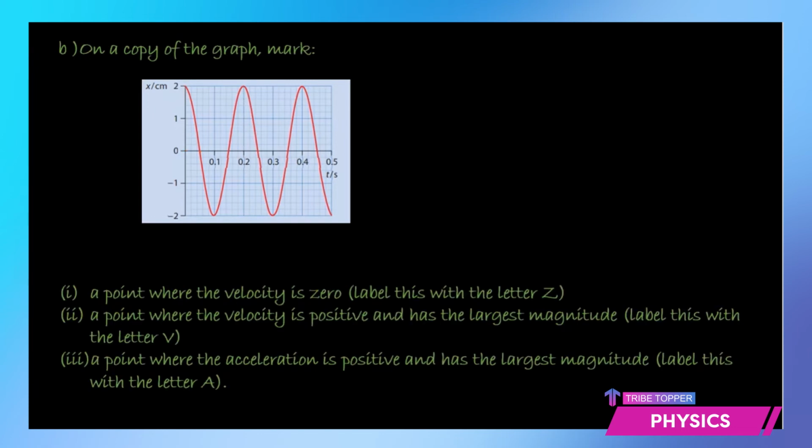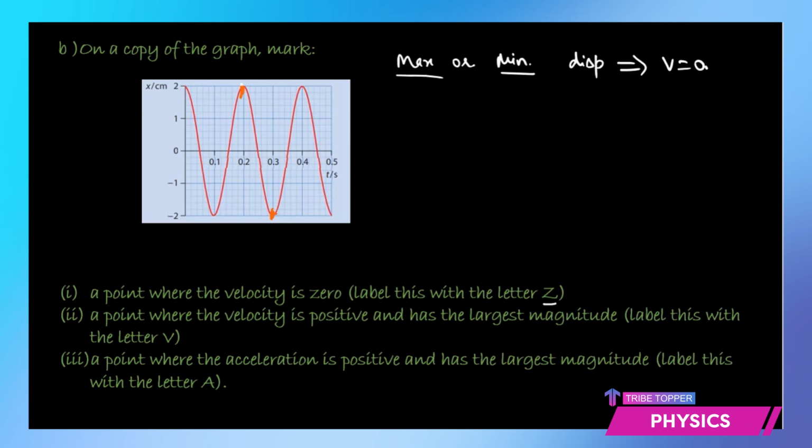Further, they ask you, on a copy of this graph, on the same graph, mark a point where the velocity is 0 and we have to label that with letter Z. So you can place the letter Z anywhere, because wherever the displacement is maximum, the velocity is going to be 0. So we can mark here corresponding to this point, wherever your displacement is at a maximum, your velocity is 0. So you can put Z anywhere corresponding to maximum or minimum displacement. That means on either side, maximum or minimum displacement will give you 0 velocity.